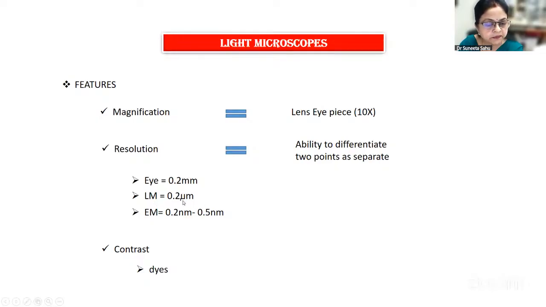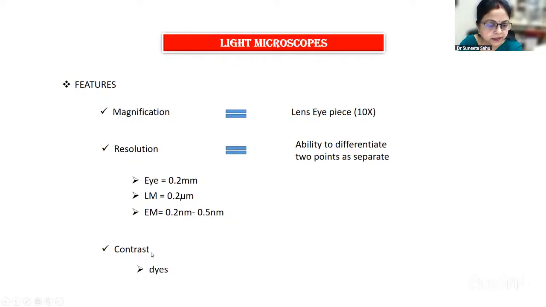Light microscopy will have a resolution of 0.2 micrometer, and electron microscope will have a resolution of 0.2 nanometer to 0.5 nanometer. Now, this characteristic of features of light microscope is important in order to understand where we can use the light microscope, where we can use electron microscope, in order to give the diagnosis to the clinicians after receiving the samples.